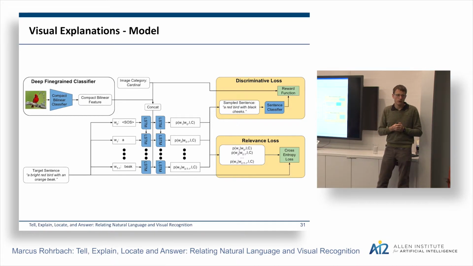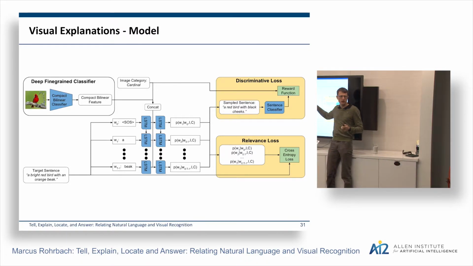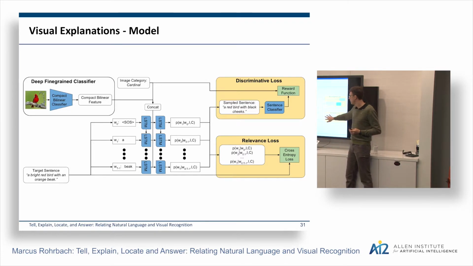So let me walk you through our model, how we do this. We have just a fine-grained classifier which recognizes the bird class, for example in this case the cardinal, and also gives us a deep embedded feature of this image. And then we have a recurrent network which predicts the sentence. This is a normal sentence prediction framework, which will also be trained like a normal image captioning model.